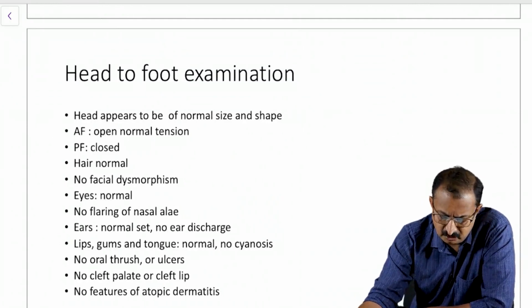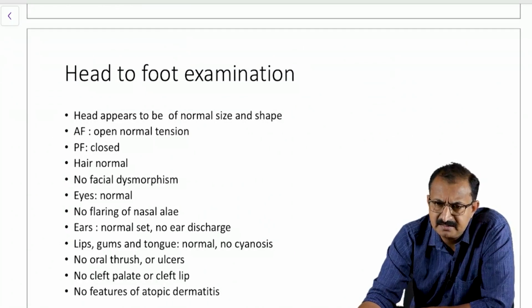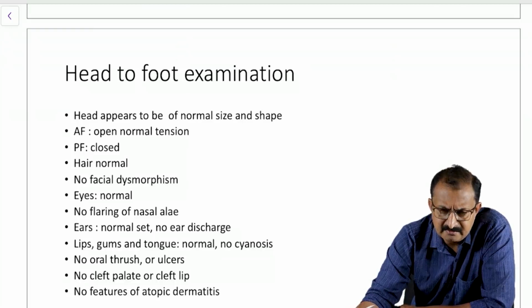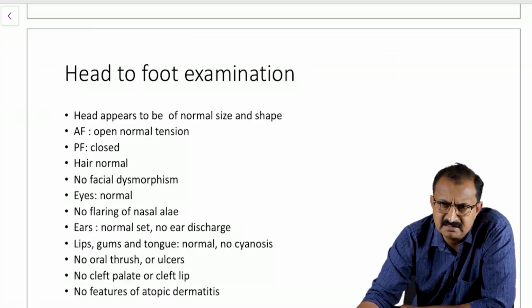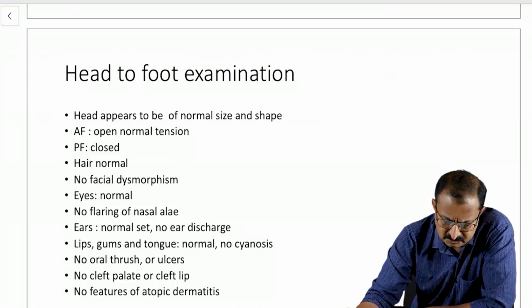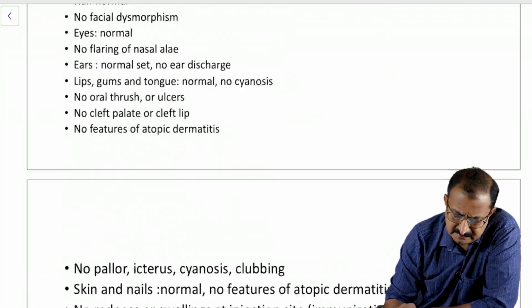No features of atopic dermatitis. This baby had 2 episodes of respiratory symptoms, so one possibility we are considering is bronchial asthma, and the earliest manifestation of atopy is atopic dermatitis, where you can observe dryness or atopic lesions on the cheeks and all. So there are no features of atopic dermatitis.